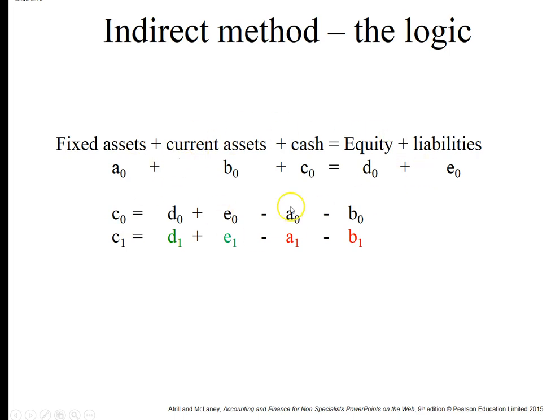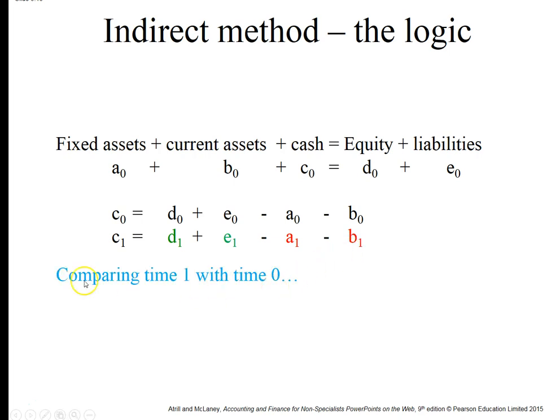So we can rewrite this equation to put cash on the left-hand side and everything else on the right-hand side. So it's going to be D0 plus E0, then take these over to the other side, so it's going to be minus A0 minus B0, which is what we've got there. That's the position at the beginning of the period, and at the end of the period that's the balance. And at both beginning and end of period we should have our accounting equation balancing.